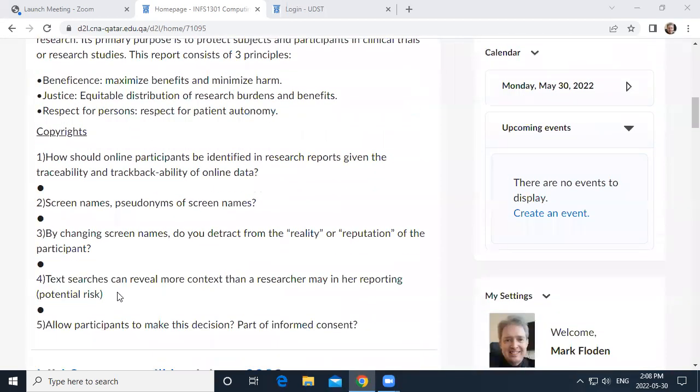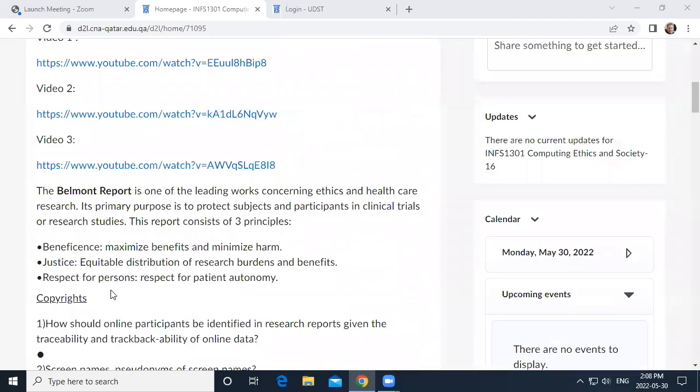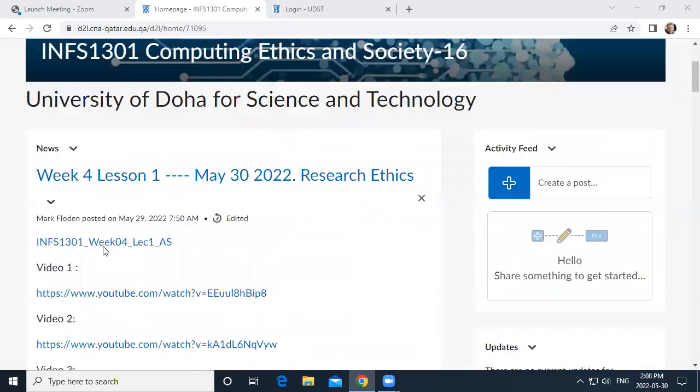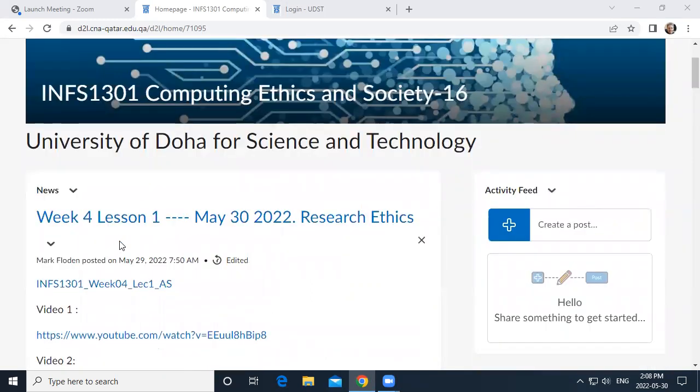Also, copyrights, obviously. So when we're talking about internet research ethics, a lot of the stuff we're going to talk about also just includes general research ethics. But of course, nowadays with the internet, we have to look at it that way.